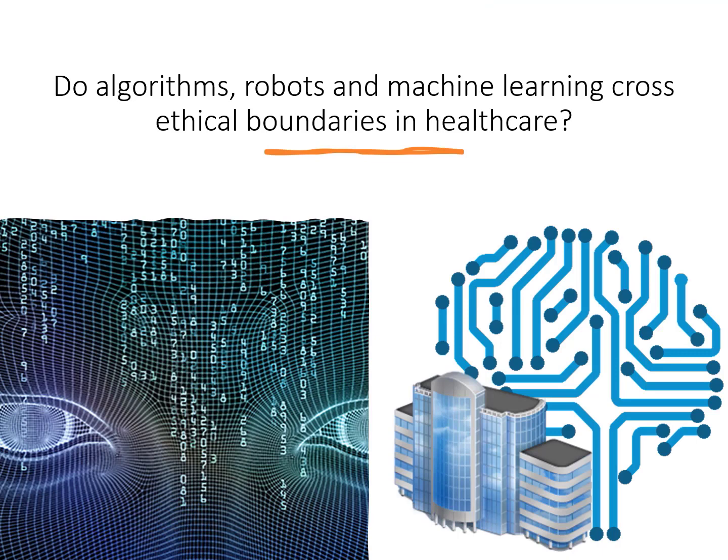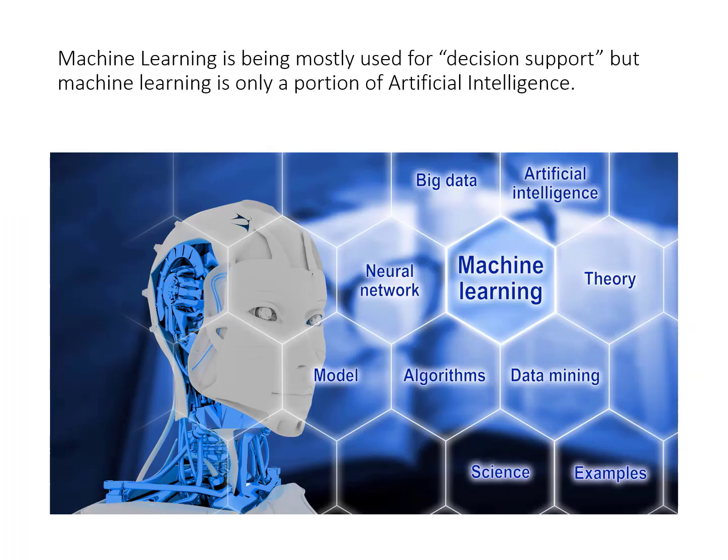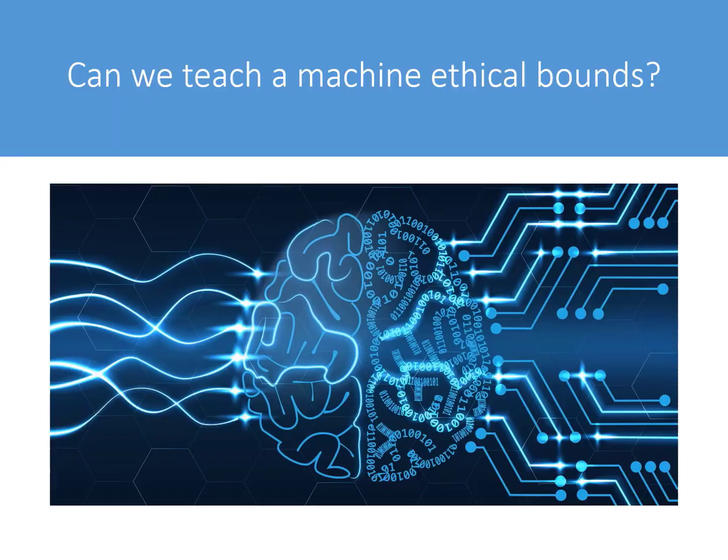The big question is, do algorithms, robots, and machine learning cross ethical boundaries in healthcare? We need to understand what is big data, what is machine learning, what is artificial intelligence, etc. to even answer this question. Machine learning is being mostly used for decision support, but machine learning is only a portion of artificial intelligence. It is not the whole of artificial intelligence.